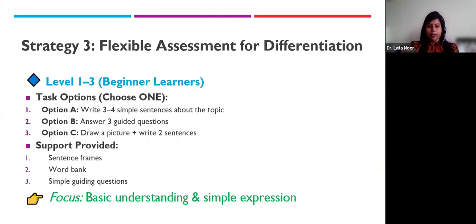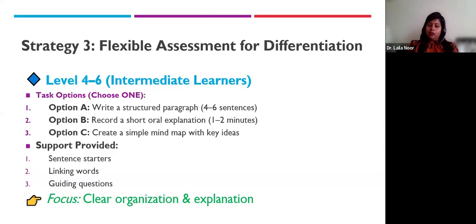For beginner learners, maybe you can ask them to write three or four simple sentences, or sometimes you can ask them to just draw a picture or draw something to express their ideas, or sometimes you can ask them to record their answer or answer some guided questions. So the purpose of assessment for the beginner learners is basic understanding and simple expression. For the intermediate learner, we can use the same method of assessment, but more structured, and we are giving more directions to the learners and making sure they are more challenged to express themselves.